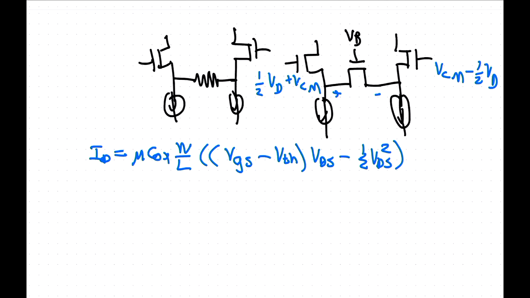It will depend on the difference between the bias voltage and the common mode voltage, but that means what you can actually do with a structure like that is control the transconductance, which is neat. You can change the bias voltage and that changes the transconductance. You can't do that with a resistor.